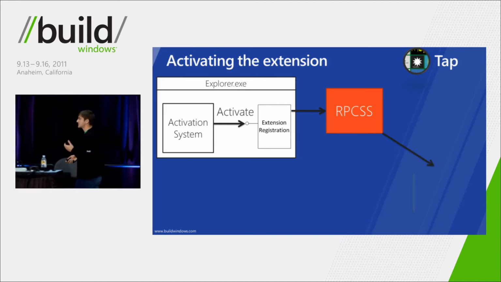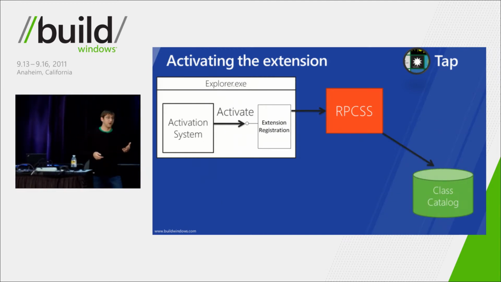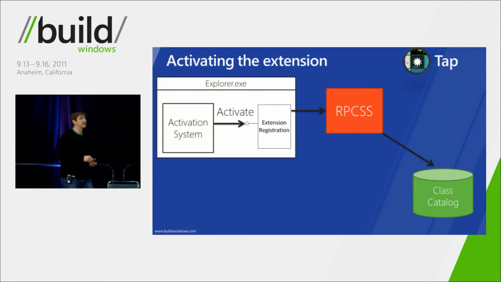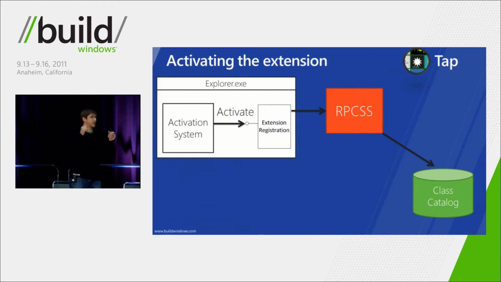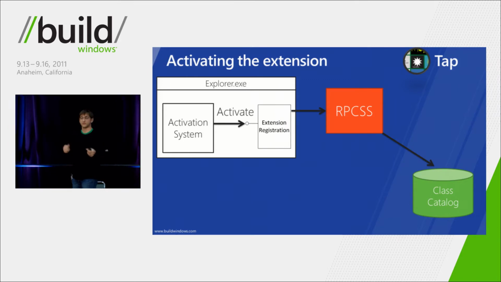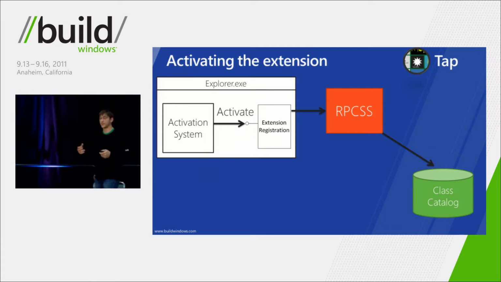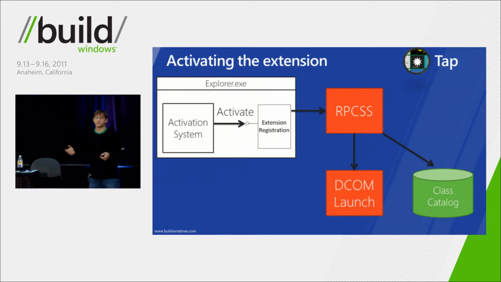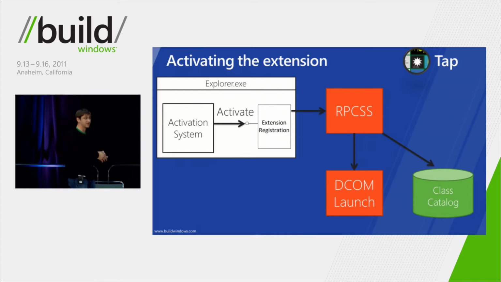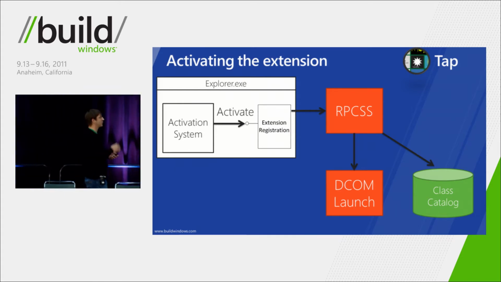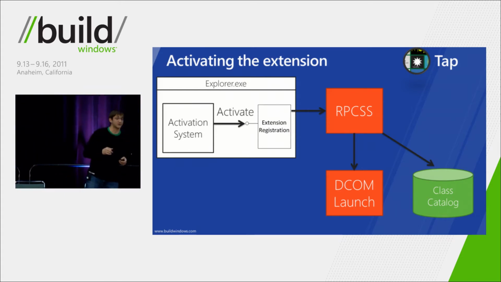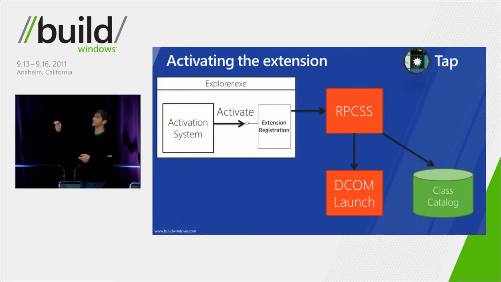So RPCSS is going to look into that class catalog, basically Explorer saying, hey, activate me, what do we call it? Hello World App ID, right? Activate Hello World App ID. RPCSS looks in the class catalog, give me some information about that. Do I have one of those running? In this case, we didn't have one of those running because it was the first activation for our application. And RPCSS calls into DCOM launch and says, hey, DCOM launch, can you please start me a new instance of this class?